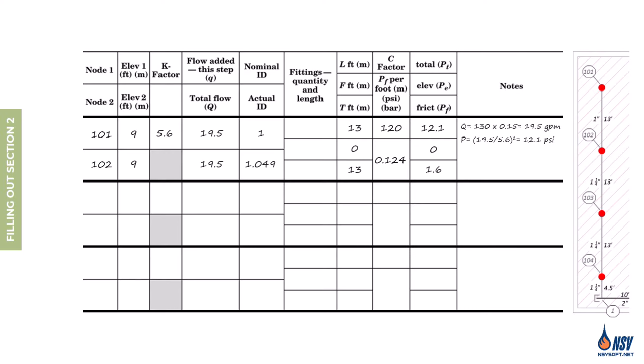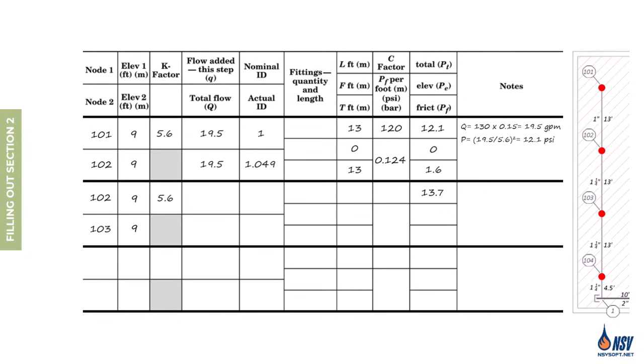This segment lies between nodes 102 and 103. The elevation of both nodes remains at 9 feet, and the K factor of the sprinkler is 5.6. To calculate the flow rate of sprinkler 102, we first determine the available pressure at this node. This pressure is obtained by adding the pressure changes from the previous segment, which gives us 13.7 psi.